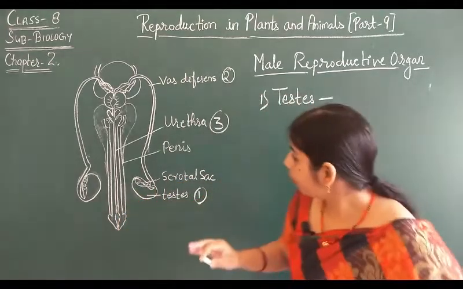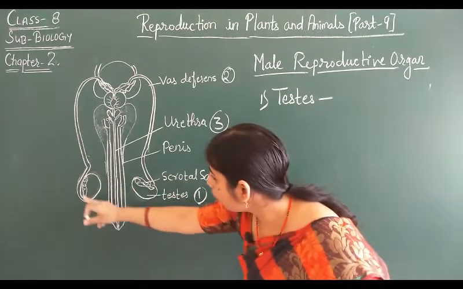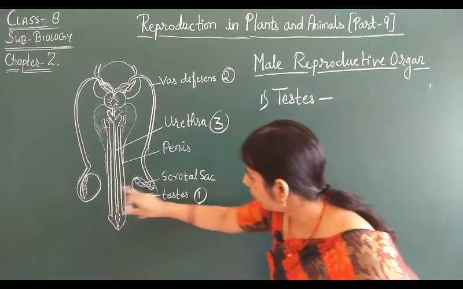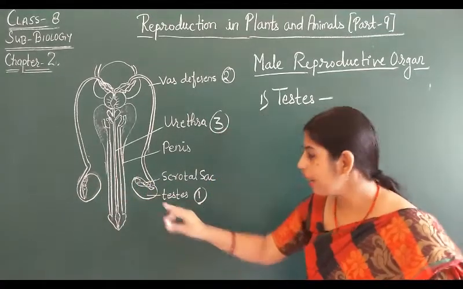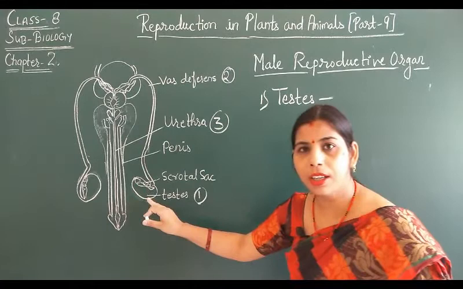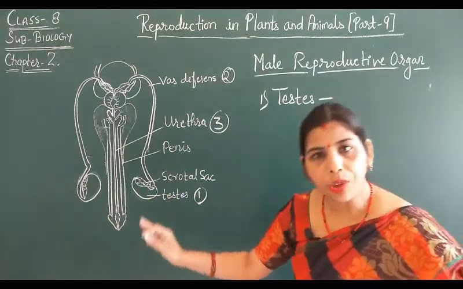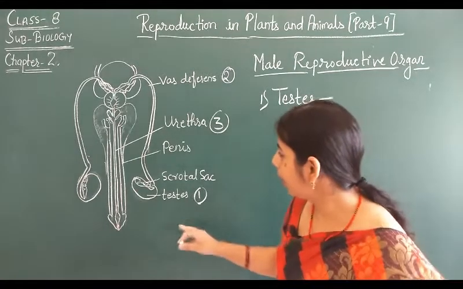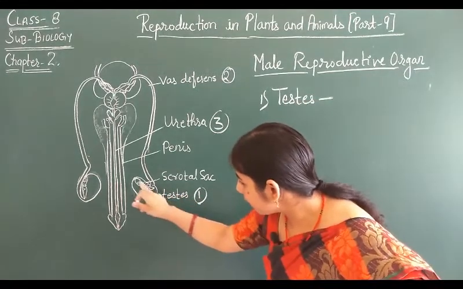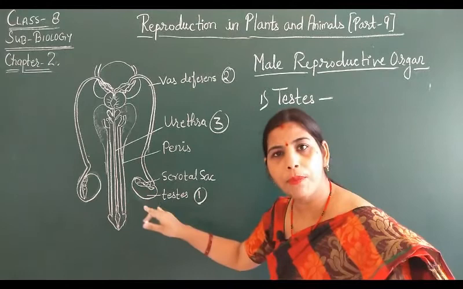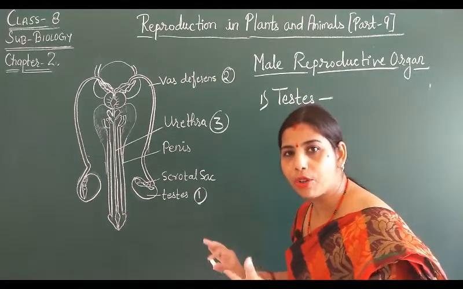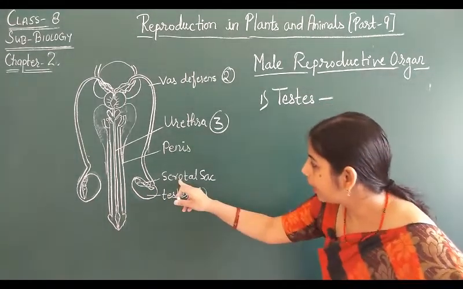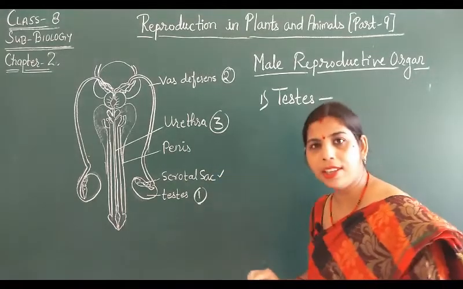As you can see over here, the testis is an oval shaped structure. It is present in a pair and situated outside the body cavity. Now look over here, the testis is enclosed in pouches made up of skin, and those pouches are known as the scrotal sac.